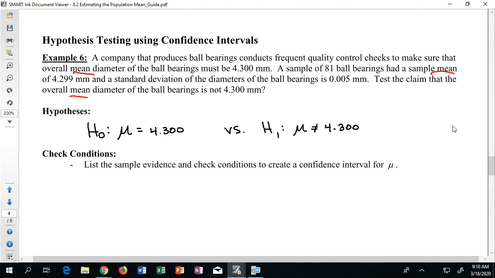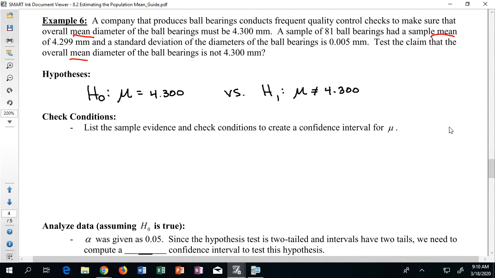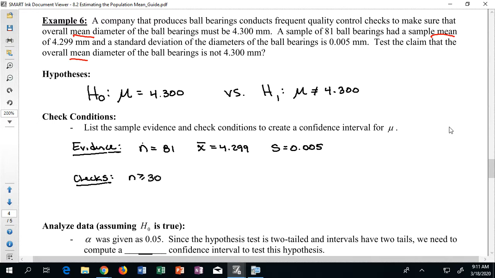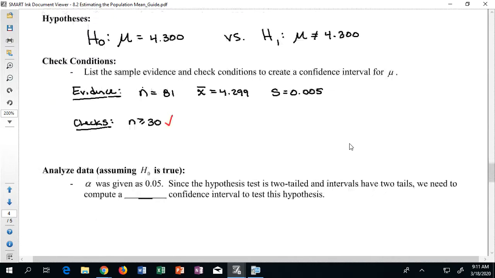So I got this set up. I can then go to my conditions, where I'm going to list out my evidence and check the conditions to make a confidence interval for mu. So let's see, evidence. I can see here N. We tested 81 ball bearings. There was a sample average of 4.299 millimeters, and there was a standard deviation of 0.005. Great. I can now also do the checks. And this check here is really easy. I can start to see immediately that N is greater than or equal to 30, so boom, I'm good to go. So now I know I can safely build a confidence interval.